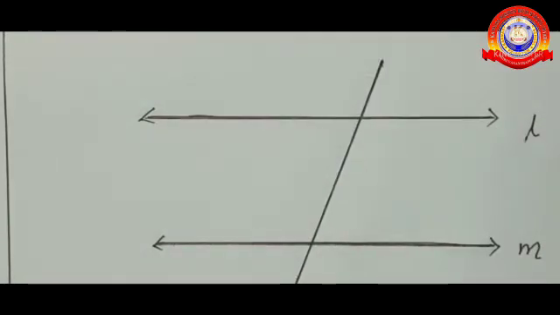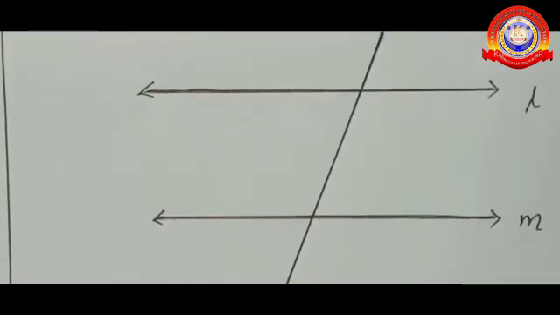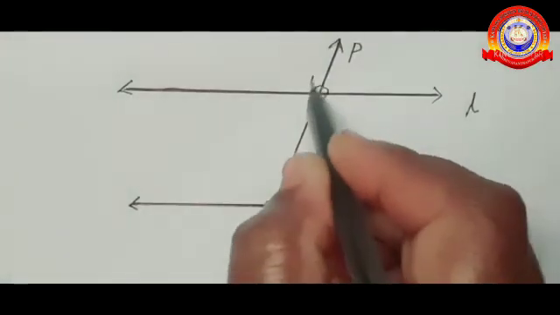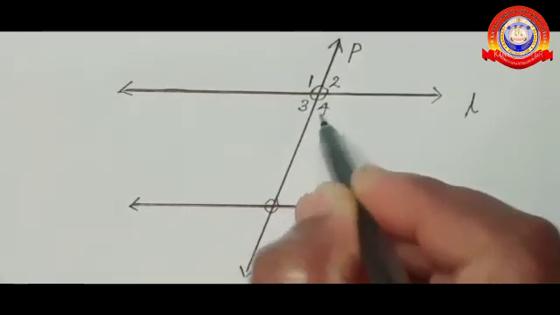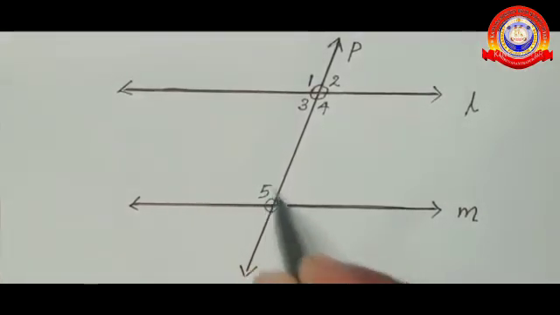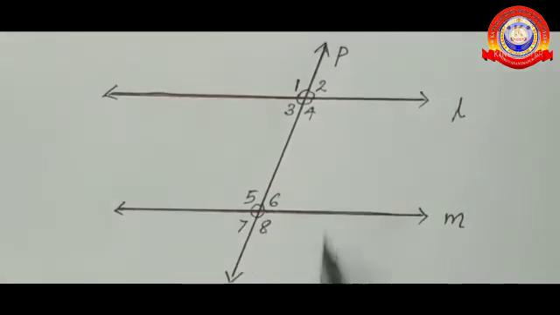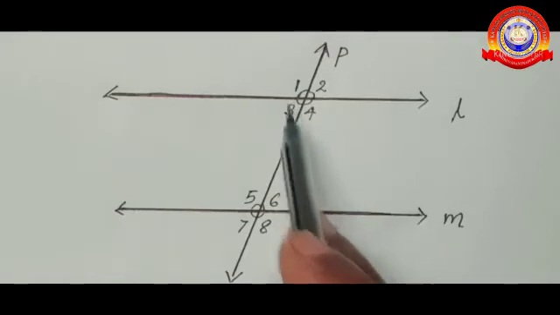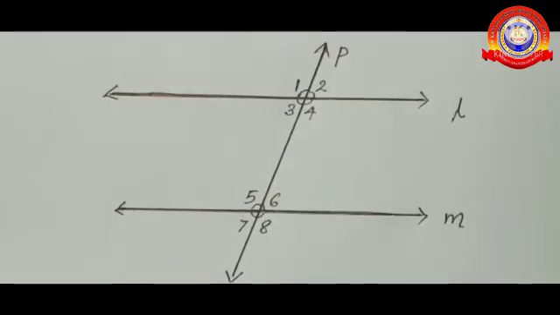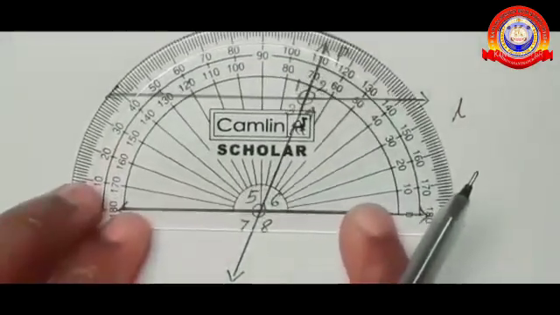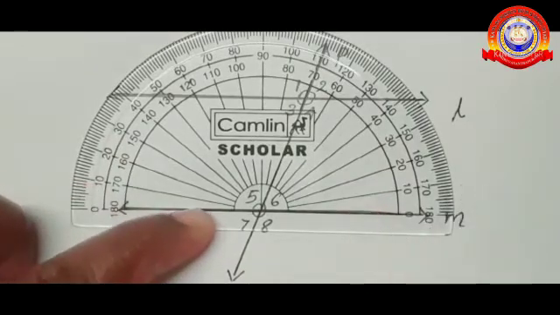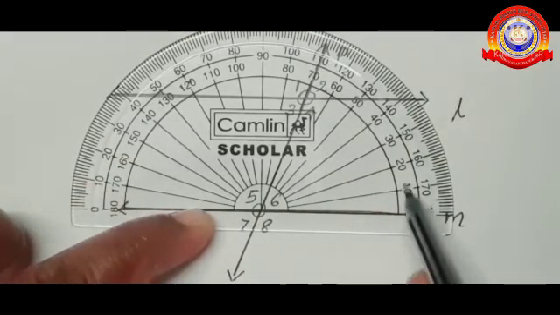Okay. Here, how many angles are formed? Yes, 8 angles are formed. Angle 1, angle 2, angle 3, angle 4, angle 5, angle 6, angle 7 and angle 8. Okay. Let's find the measure of angle 6 using a protractor. Place the protractor here and measure the angle 6. So, the measure of angle 6 is 70 degrees.